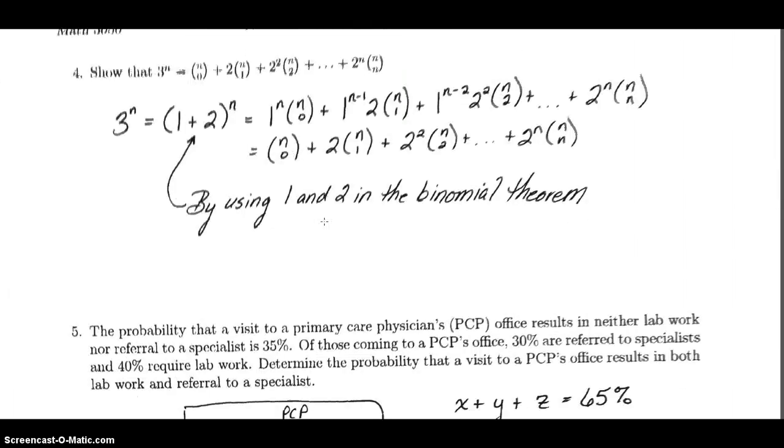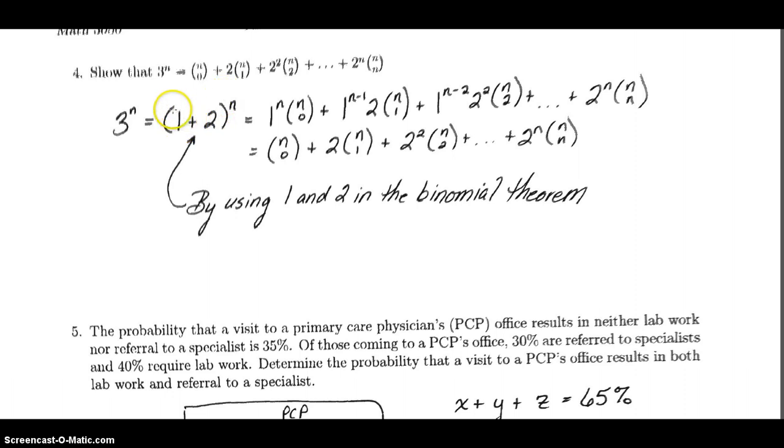Okay, this is very blurry, but this is just an interesting use of the binomial theorem. So we're dividing 3 up into 1 and 2, which seems like a crazy thing to do, but then we just use the binomial theorem on this right here.